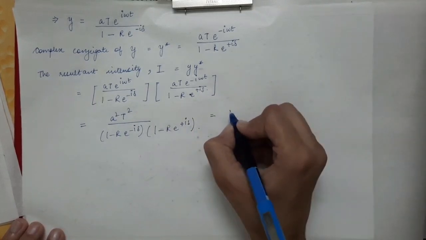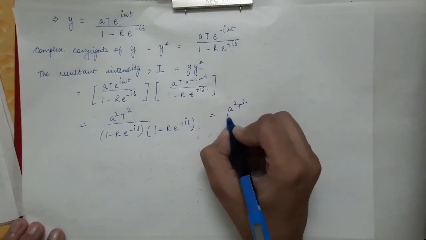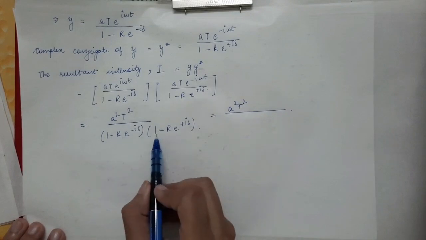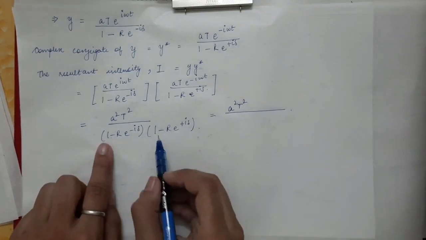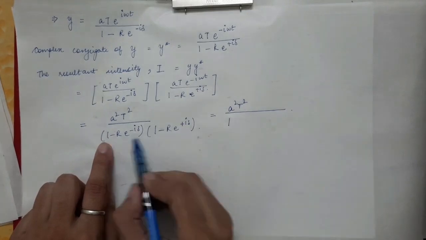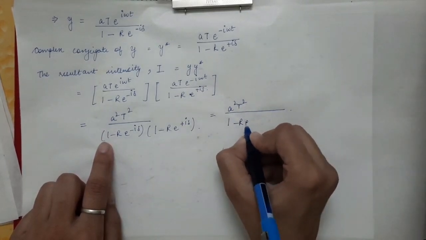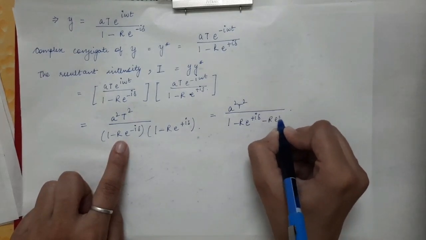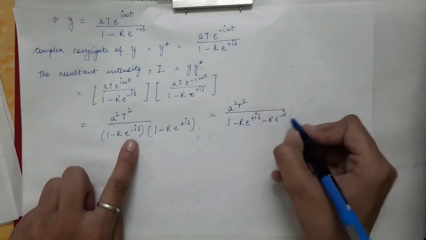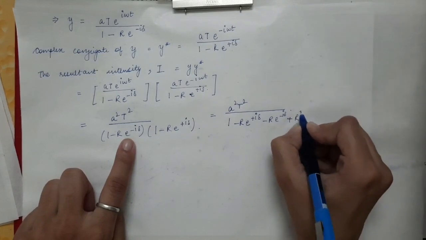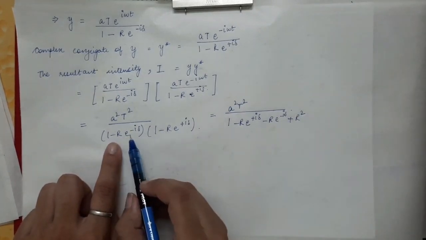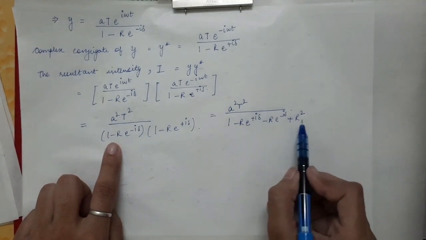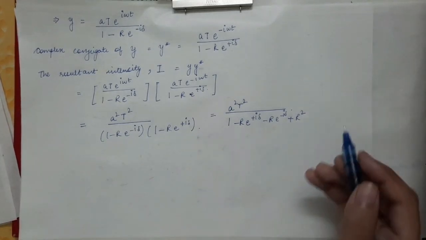Now you can evaluate this equation. Multiplying the brackets, 1 into 1 is 1. Then you get minus r e^(+iδ), then minus r e^(−iδ), and then plus r squared into e^(−iδ) into e^(+iδ). So you will simply get this equation.